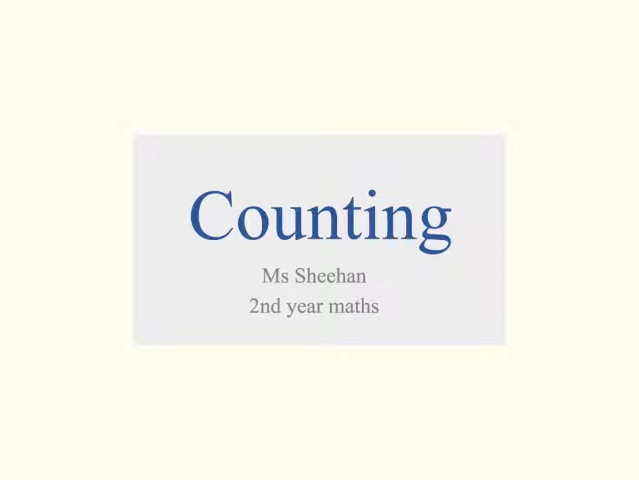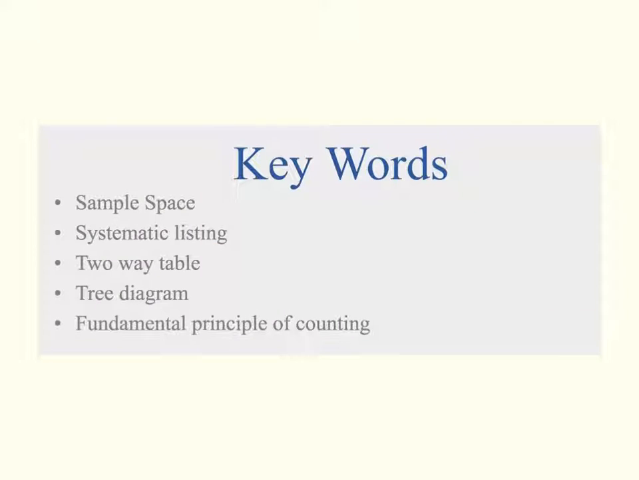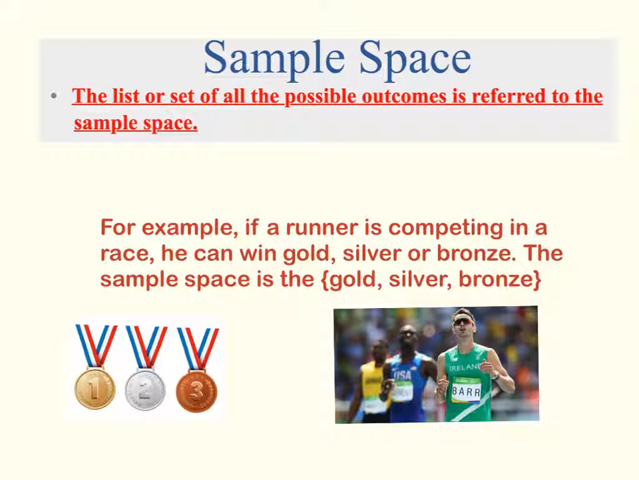Okay guys, here is our latest video based on the topic that we're doing at the minute. It's all about counting. So first things first, we need to look at all of our keywords. We've 5 in total: sample space, systematic listing, two-way table, tree diagram, and fundamental principle of counting. As we go through the definition of each piece, it will pop up.